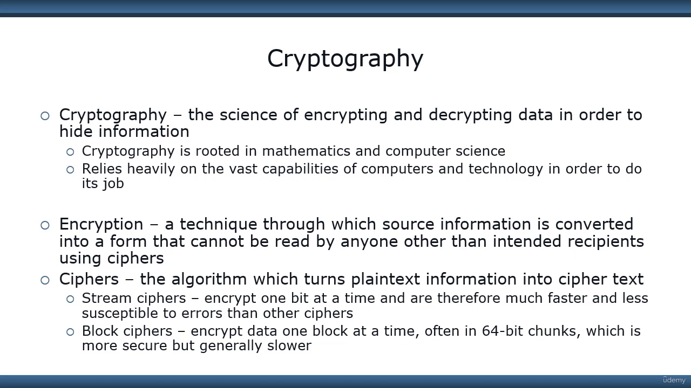The algorithm is the mathematical algorithm that will perform that encryption. And there are a couple different kinds. This is probably more than you need, but stream ciphers will encrypt 1 bit at a time, and therefore they're much faster and less susceptible to errors than other ciphers. Block ciphers encrypt data 1 block at a time, often in 64-bit chunks. It is more secure to do it that way, but it is generally slower.